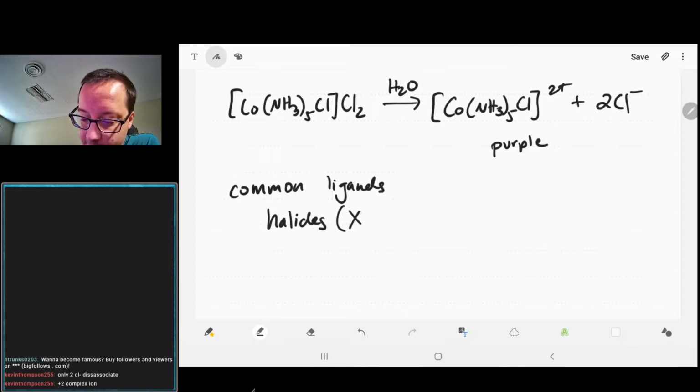Which, just X minus, typically used for halides. So we have the 4 halogens that we could use. And we're going to see that. Let's kind of make this into a chart, I suppose.